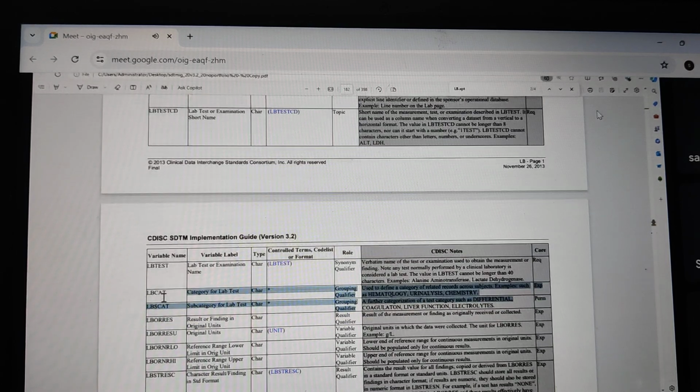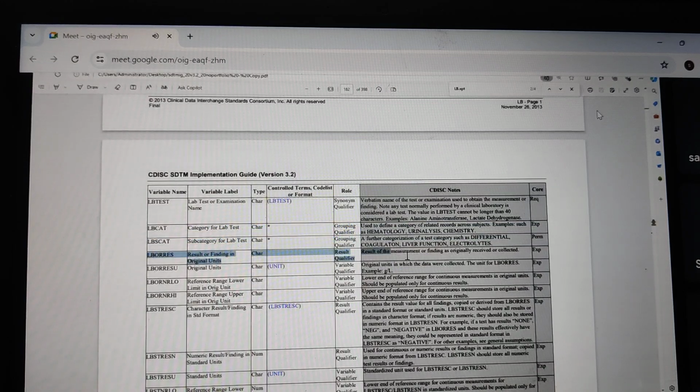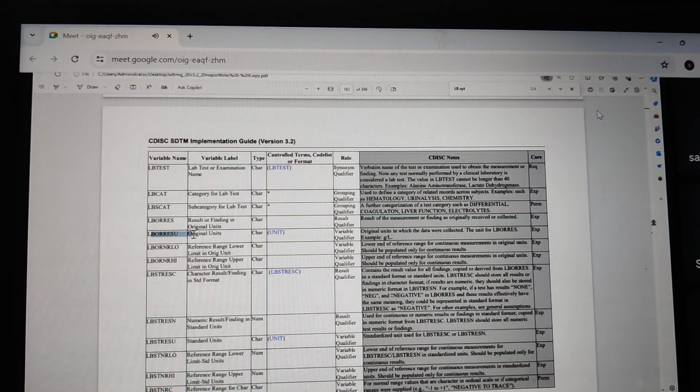So LBORRES is the original result from the particular CRF of this database. This is the original result, the particular test result. And then LBORRESU is the original results unit. Sorry, I got confused. So this LBORRESU is the original result units.